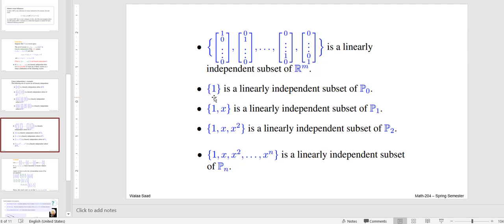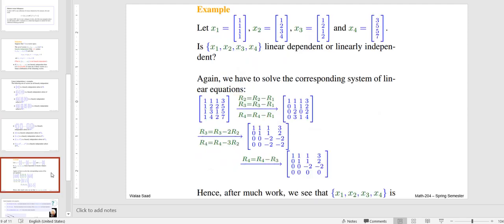Also, the 1 is linearly independent in the polynomials of order 0, because polynomials of order 0 include only a number, like y equal 2, y equal 3. This is a different thing, and we don't have such examples in the worksheet, so let's skip it.